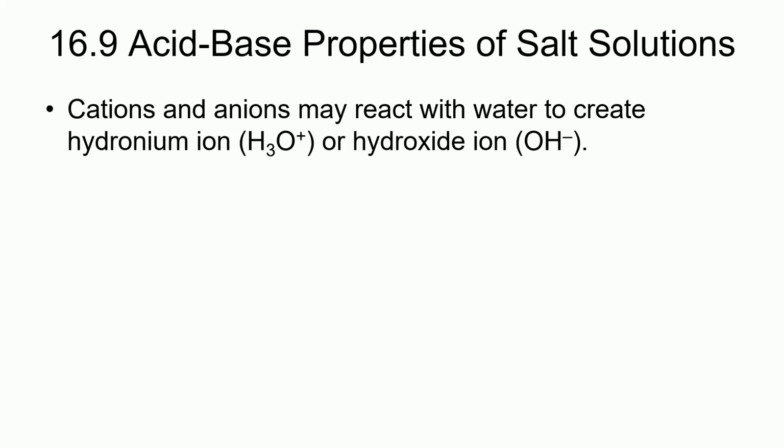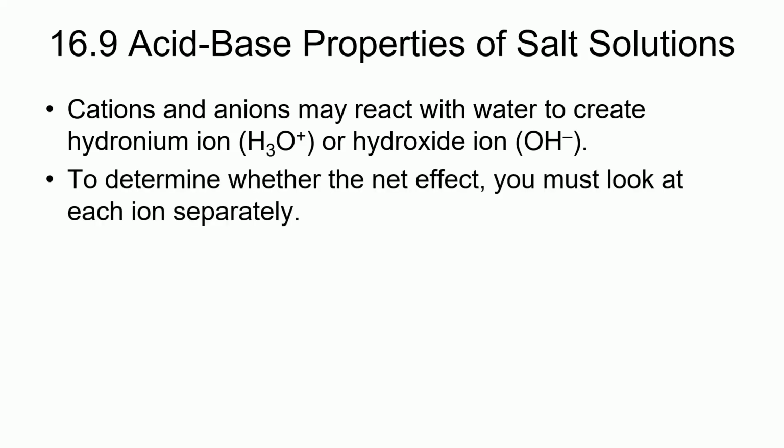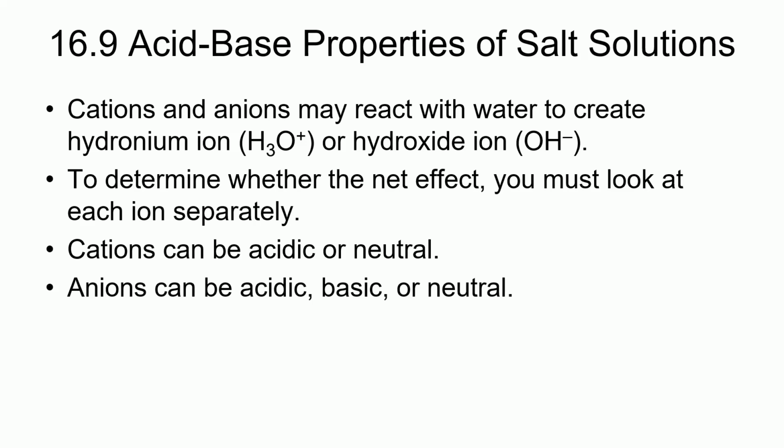We know that cations and anions can react with water to increase the concentration of hydronium ion, and they can also increase the concentration of the hydroxide ion. To determine the net effect, you need to look at each ion separately and then see if one of those is greater than the other, and then you can determine if it is acidic or basic. We will find that cations can be either acidic or neutral, and that anions, interestingly, can be acidic, basic, or neutral. So anions do have that capability of being acidic.